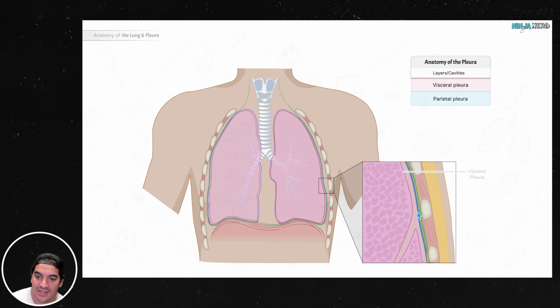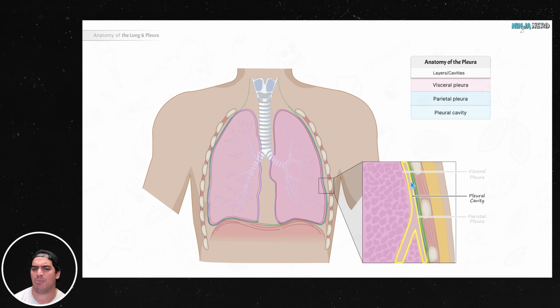Then there is another layer, and that is going to be kind of this blue layer here, which is super bright, and that is called the parietal pleura. And again, this is a simple squamous epithelial tissue with a kind of areolar connective tissue. And then there's a space, it's a potential space located between the visceral and the parietal pleura. And what's that called? That's called the pleural cavity, and that contains pleural fluid.